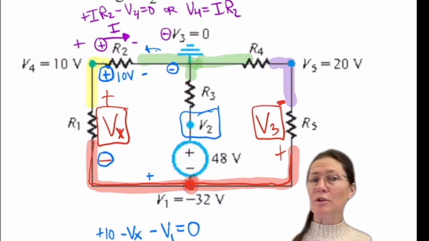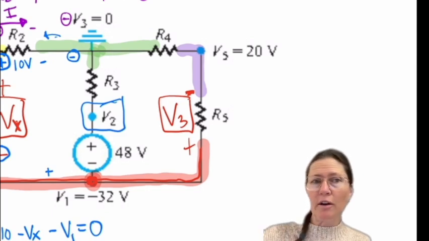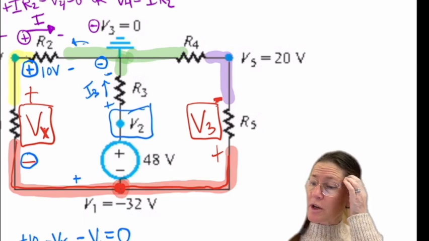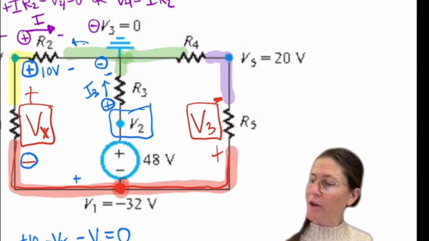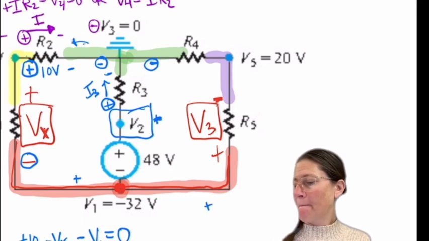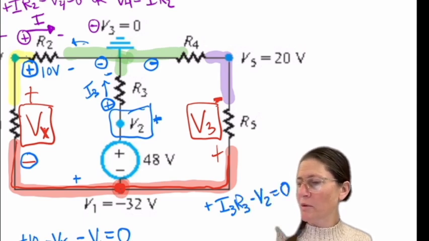Okay, so let's look at V2. For V2, you don't know the current in R3, but you could find that. If I labeled it in this direction, I3, you could say that V2 is a plus here, and for the V2 label, it would be a minus. So plus I3 R3 minus V2, so that's one loop.